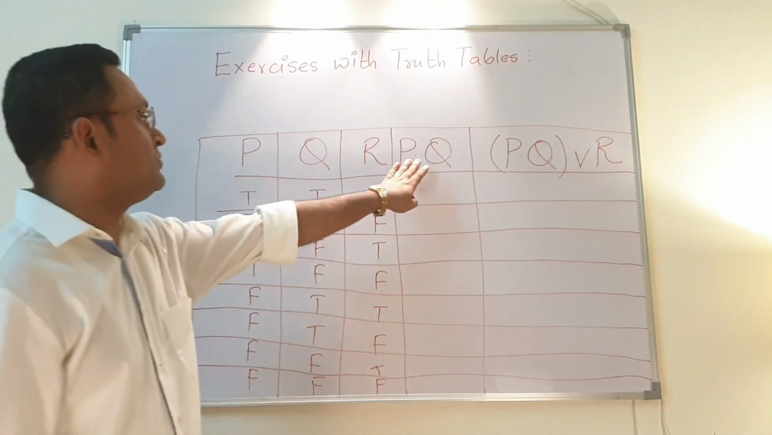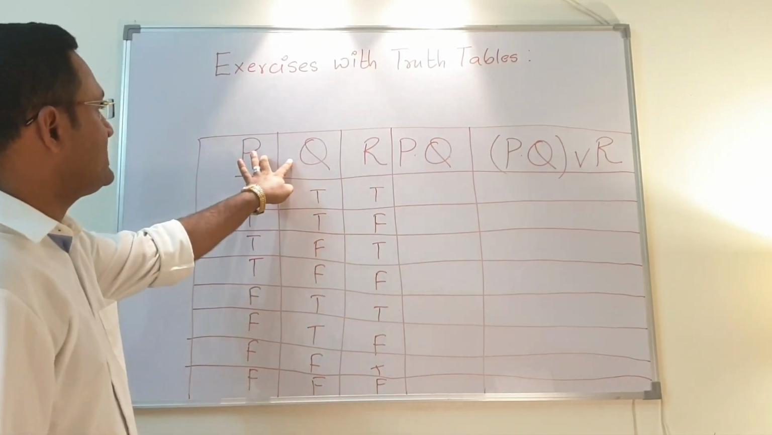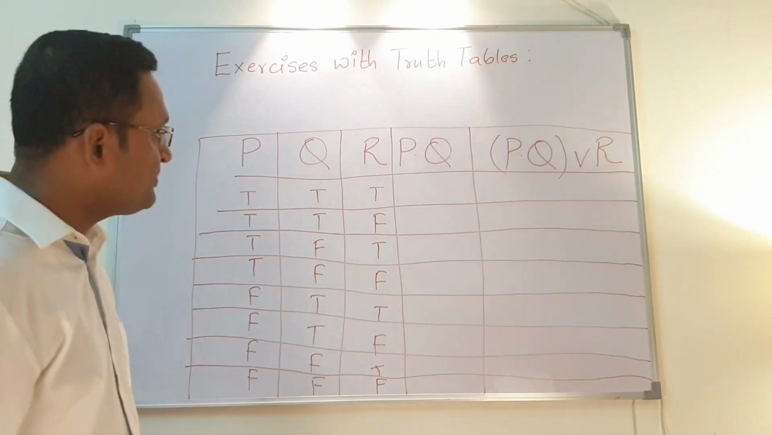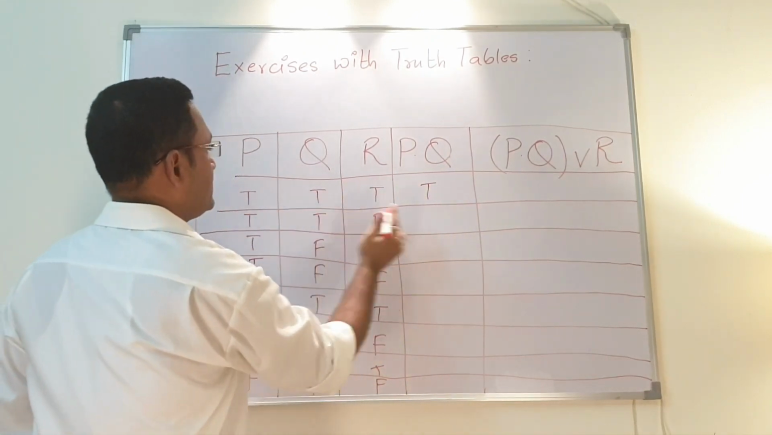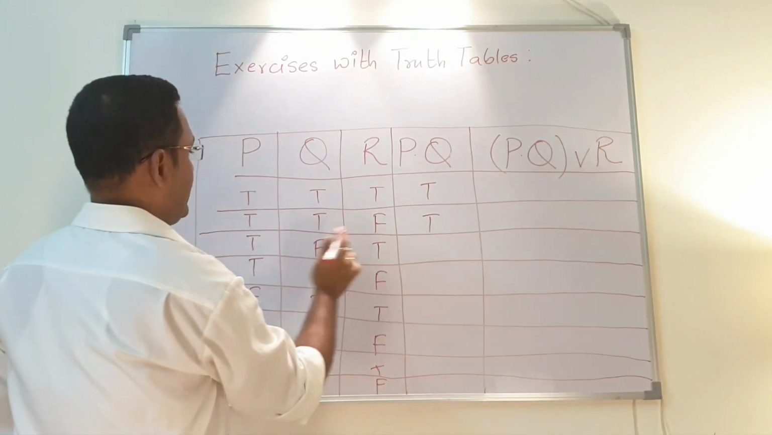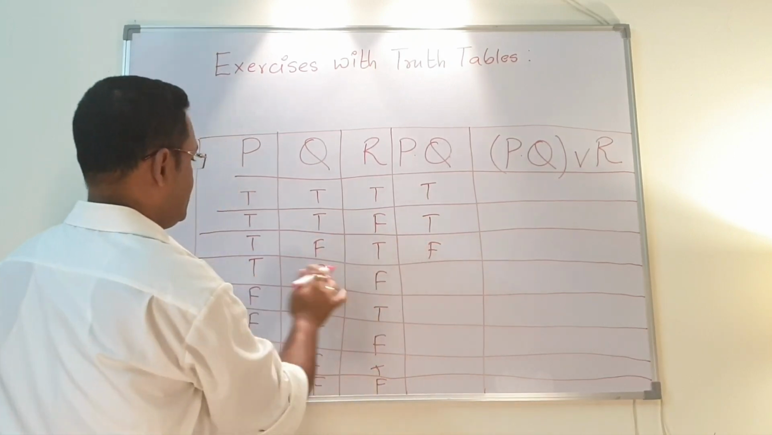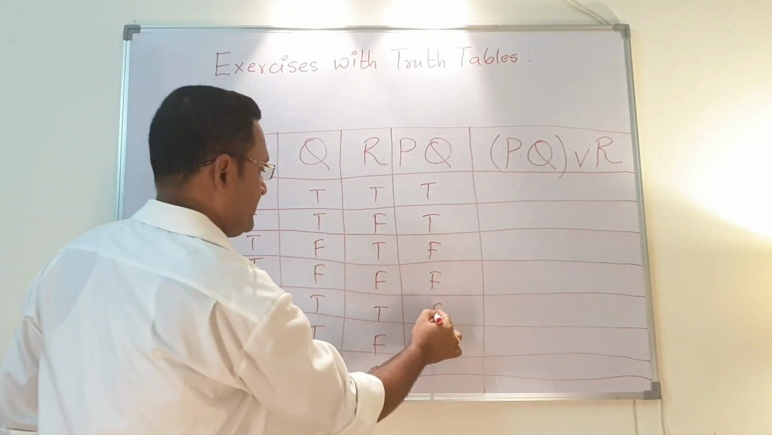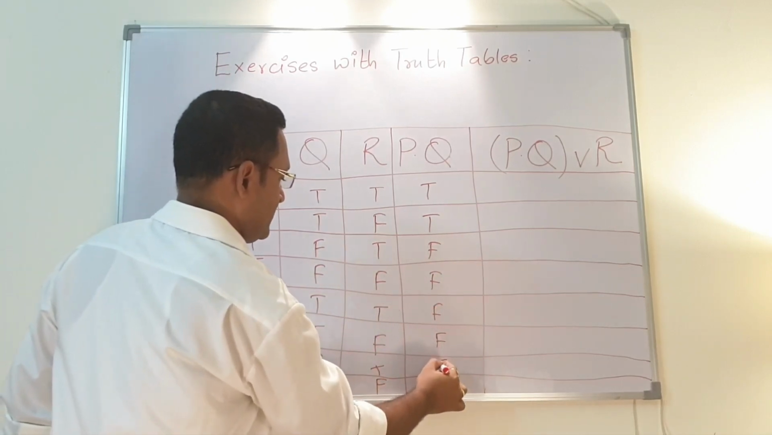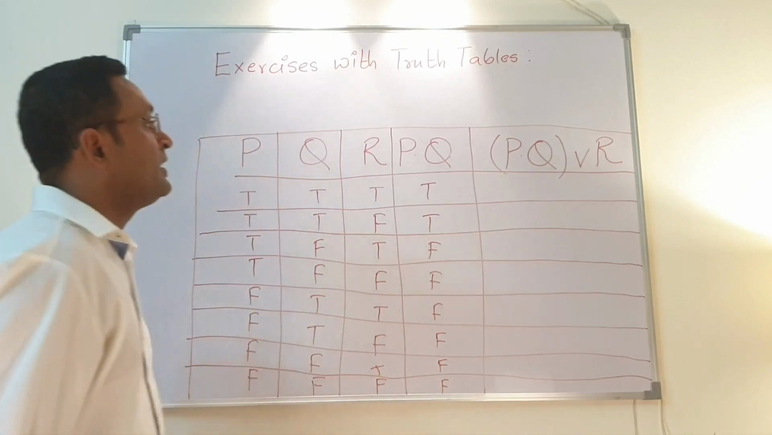Now, the truth value of P dot Q. So we have to see the conjunction. We know the conjunction already. So the truth value will be, this is true, true, true, true. This is also true. True and false will be false. Then true and false will be false. Now as you can see, all are false. So we can put false, false, false, false.